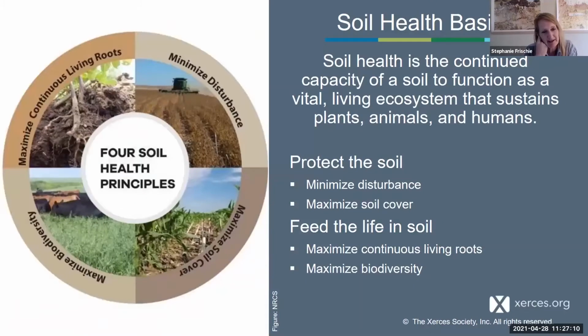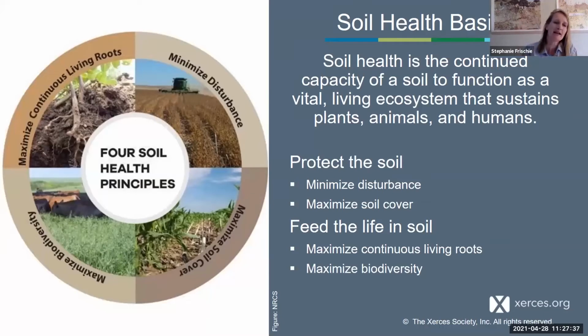Here I'll be able to take a little more time on this nice diagram of the 4 soil health principles. So the right-hand side is really focused on protecting the soil by minimizing disturbance. So reduced tillage or no-till is part of that. Maximizing soil cover, that can be relay cropping or cover cropping. So not having fields that are bare over the winter.